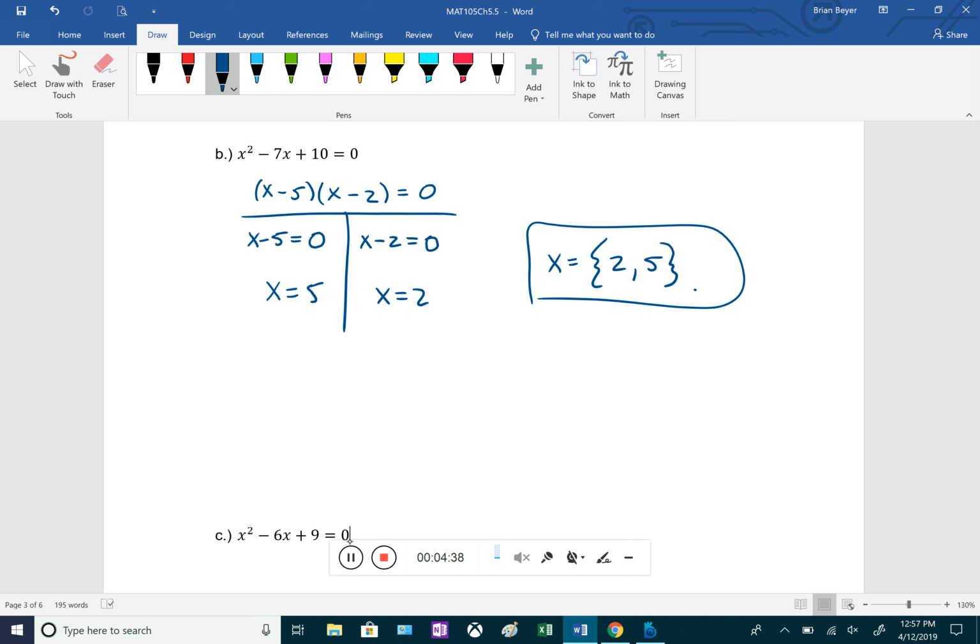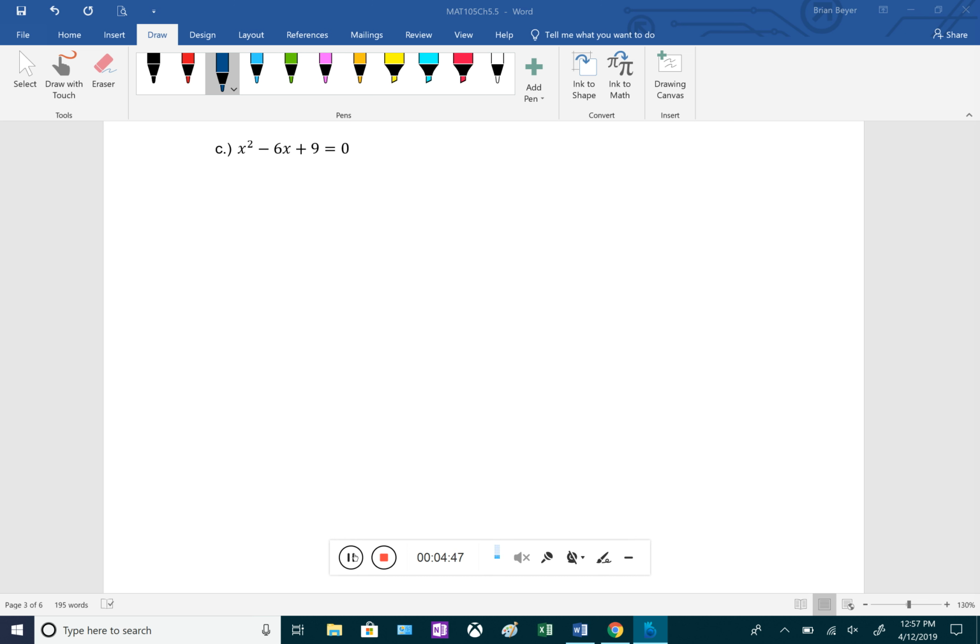Okay, and then for the next one, x squared minus 6x plus 9 equals 0. Once again, this is already set equal to 0, so we can just factor it. So two numbers that multiply to 9 that add to negative 6. That will be negative 3 and negative 3.